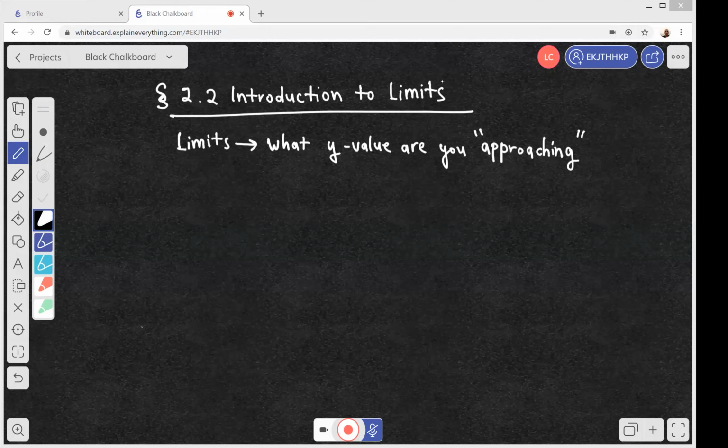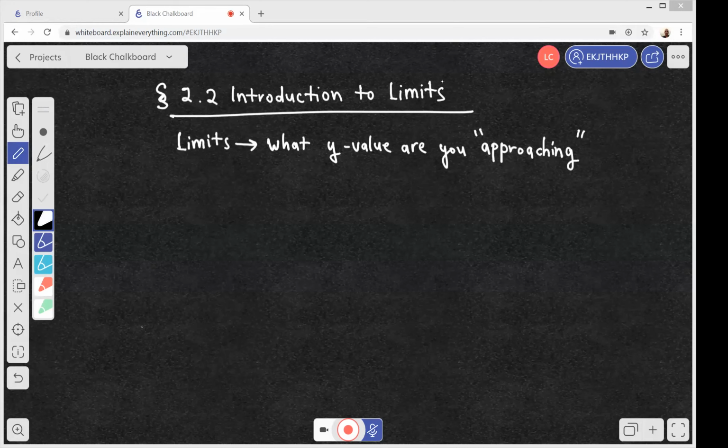And so what a limit is, we're trying to figure out what y value we are approaching. So we're going to be given an algebraic problem, like a calculus problem. We're going to be given a graph. And we're just trying to figure out what y value we are going towards.